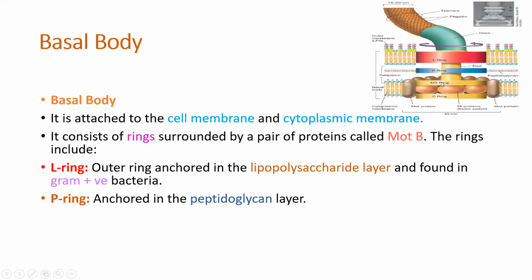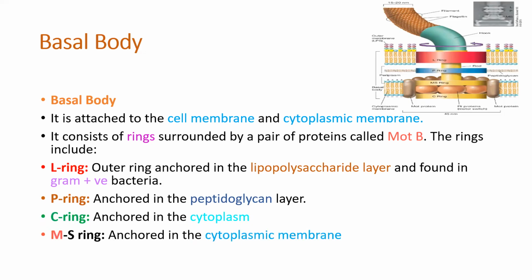Okay, don't confuse. The third one is the MS ring. The fourth one is the C ring. The MS ring is also made up of a cytoplasmic membrane. Look here, this is the MS ring. This is the C ring. C ring means anchored in the cytoplasm layer. This is the cytoplasmic membrane layer. Both are made up of cytoplasmic membrane layers, the MS ring and the C ring.